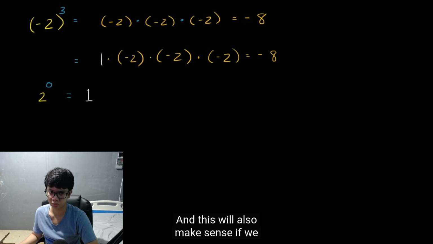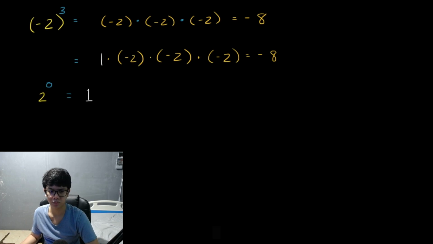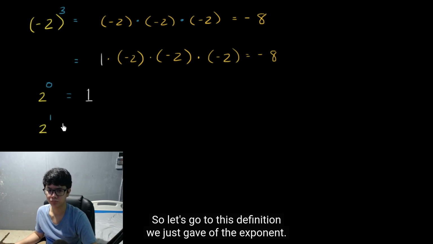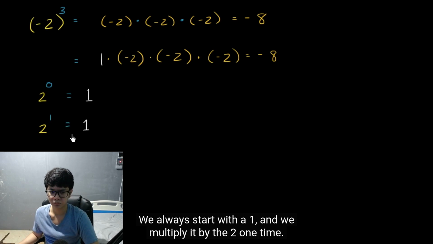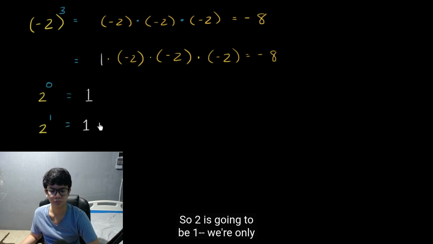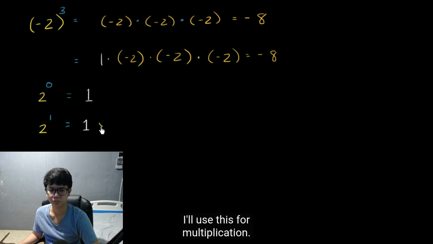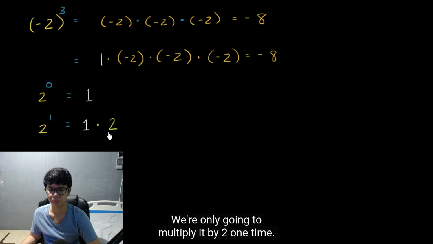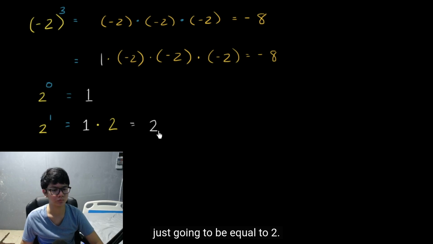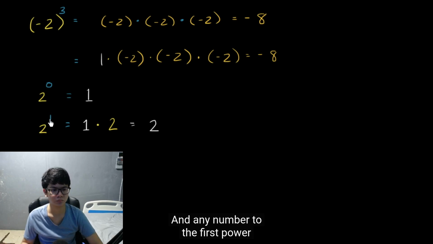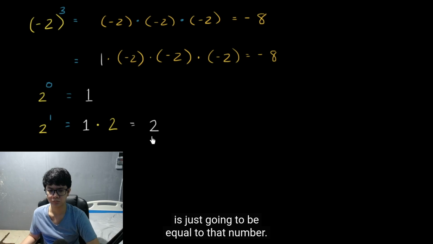And this will also make sense if we start thinking of what 2 to the first power is. So 2 to the first power. Let's go to this definition we just gave of the exponent. We always start with a 1, and we multiply by the 2 one time. So 2 to the first is going to be 1, and we're only going to multiply it by the 2. I'll use the dot for multiplication. We're only going to multiply it by 2 one time. So 1 times 2, well, that's clearly just going to be equal to 2. And any number to the first power is just going to be equal to that number.